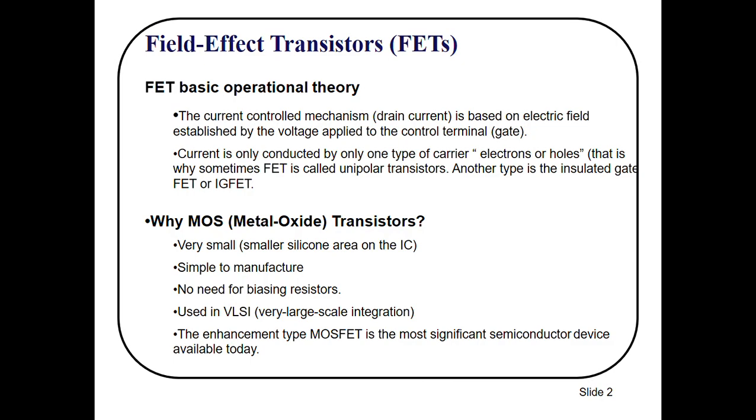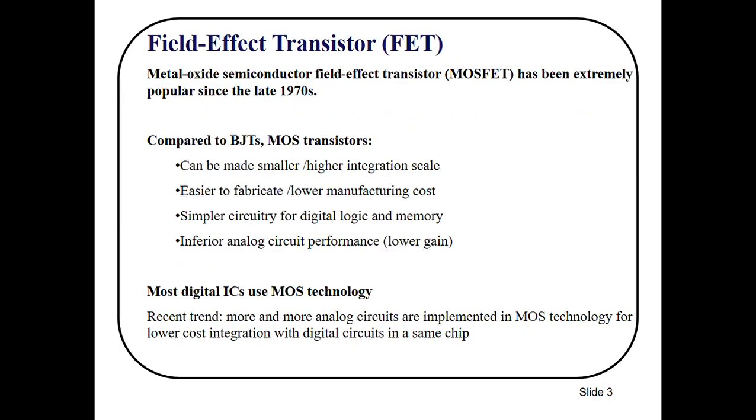The enhancement type MOSFET is the most significant semiconductor device available today. MOSFET, or metal oxide semiconductor field effect transistor, has been extremely popular since the late 1970s. If we compare MOSFET with BJT, MOSFET has a lot of good characteristics compared to BJT.